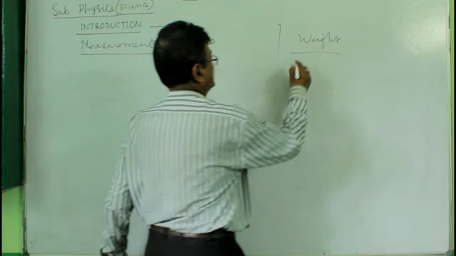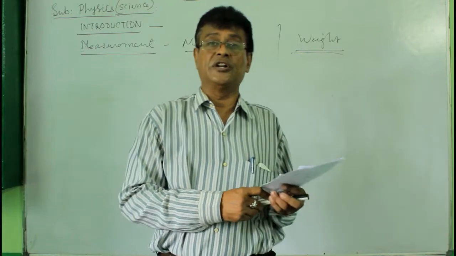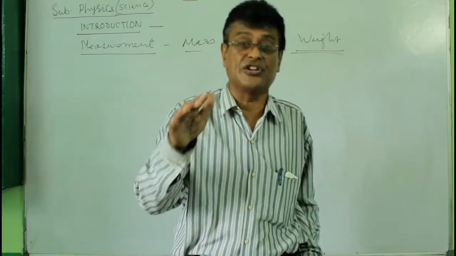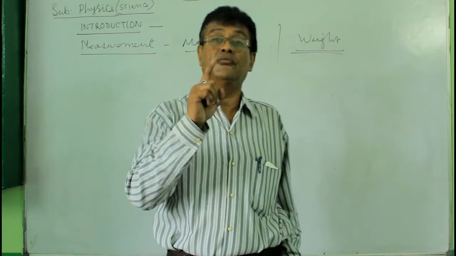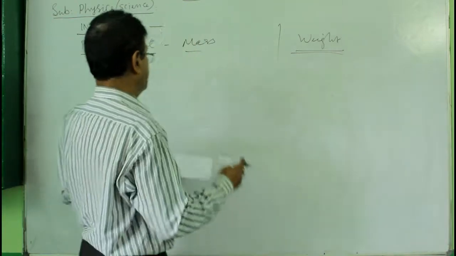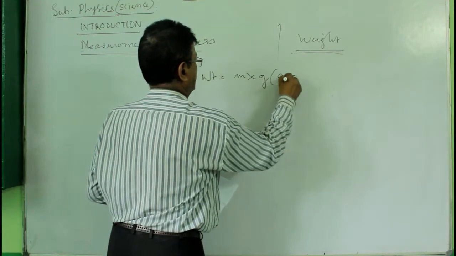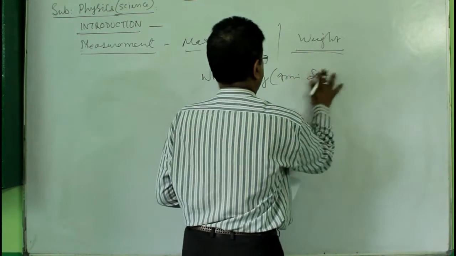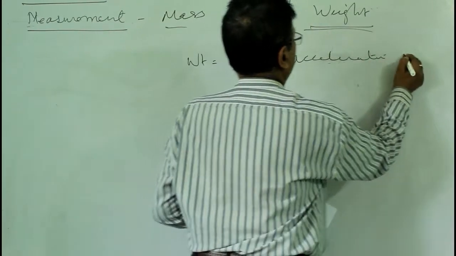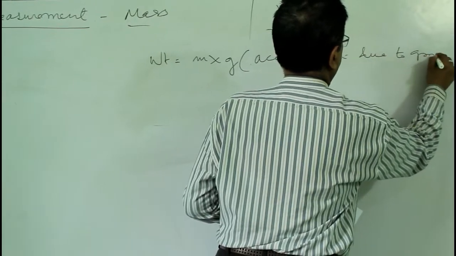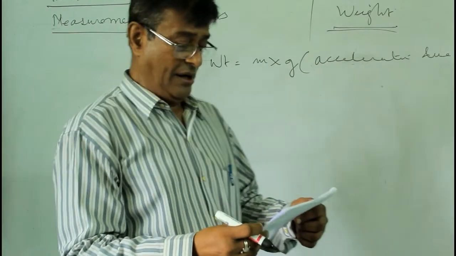Now weight. Weight is nothing but the gravitational pull on an object. Each and every object on the surface of the Earth is being pulled by the Earth towards its center. And that is the weight. Now how does it come? So weight equals mass into gravity, g for acceleration due to gravity. So W = mg, the mass and the weight.